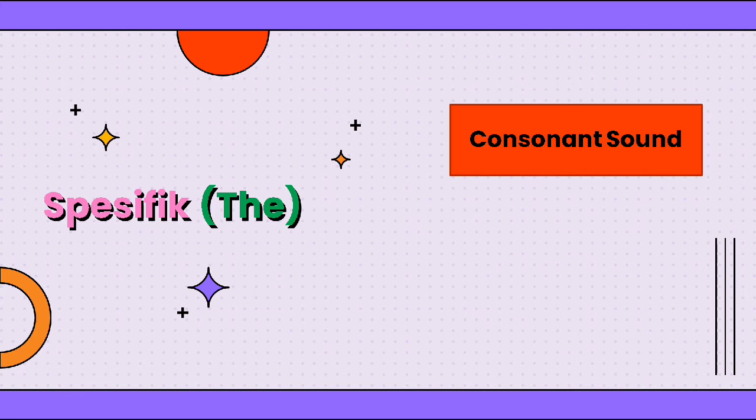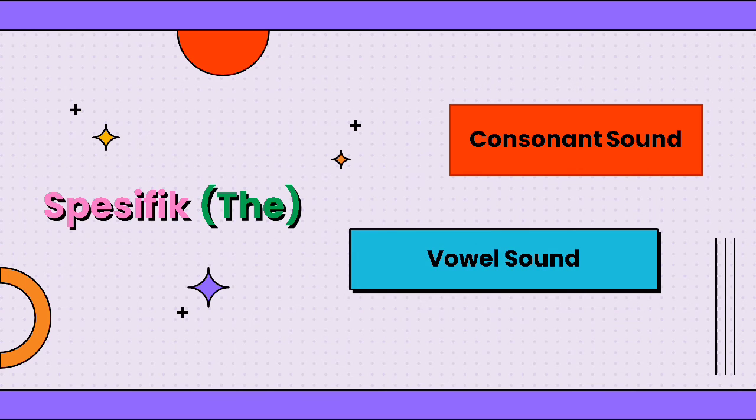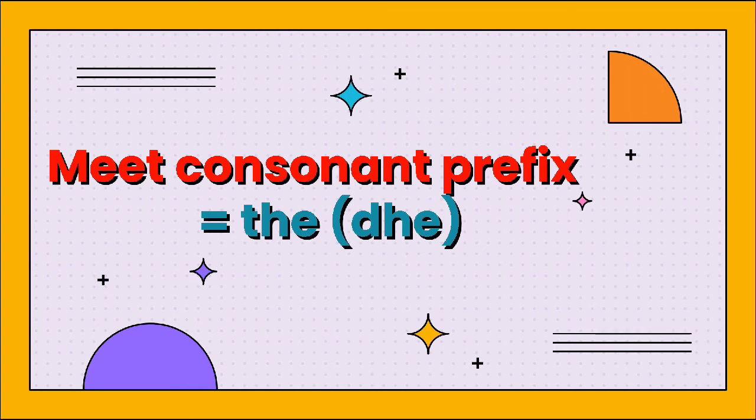Functionally, the is divided into two again, namely when the meets a noun starting with a consonant sound and when the meets a noun starting with a vowel sound. Where's the difference? The writing remains the same, namely the. But later on it will be read differently. When the meets a word that starts with a consonant sound, it is still read as the.